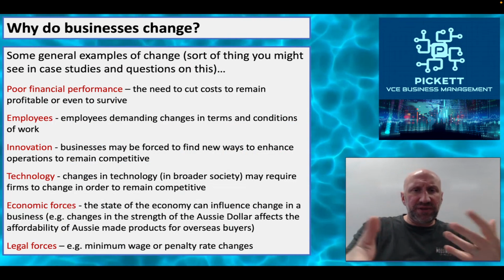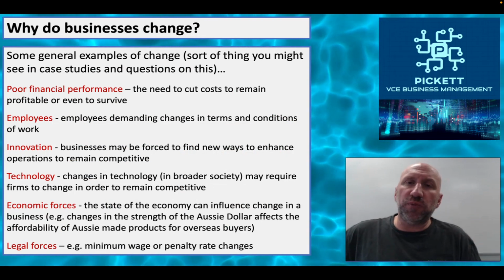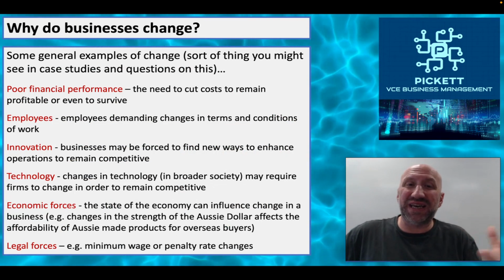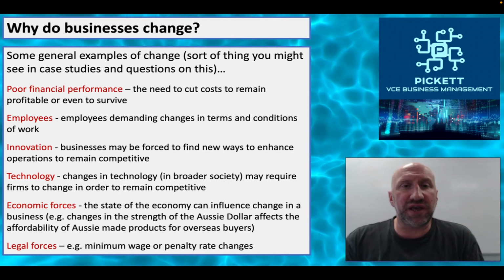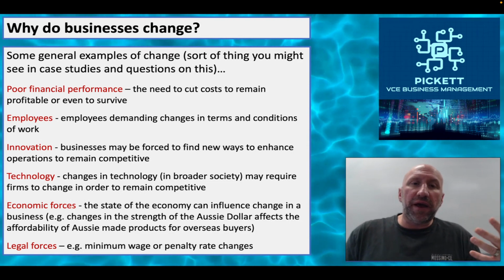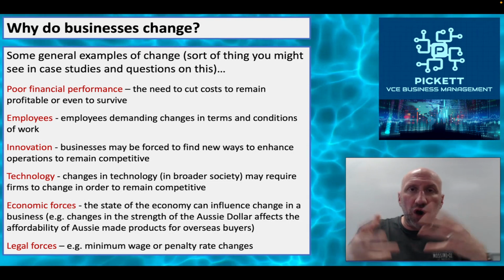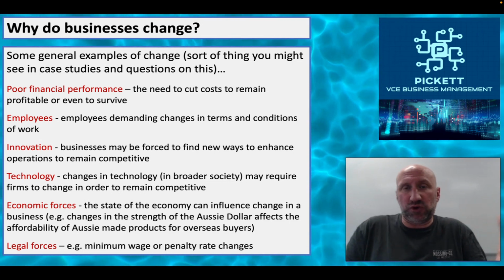Now, just putting here now, some of this might be repetitive. We've kind of talked about this, but I'm just thinking back to some examples of change as things you might see in case studies and get questions on. So thinking about questions I've seen in the past, okay? Some examples of things that you might see in case studies, which are going to be cause for a business to need to change. Okay, so these are just some common ones.